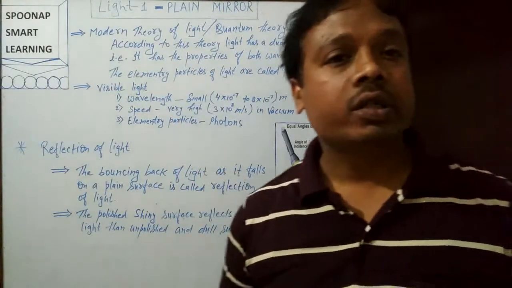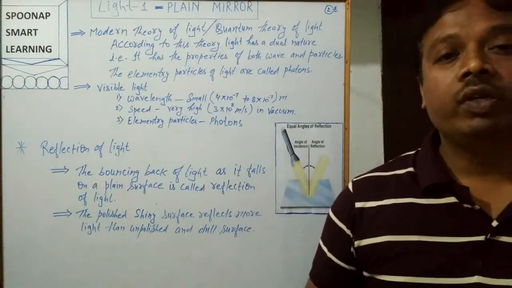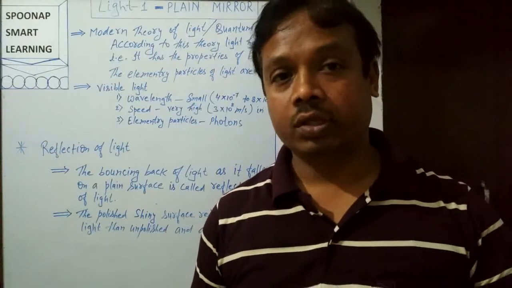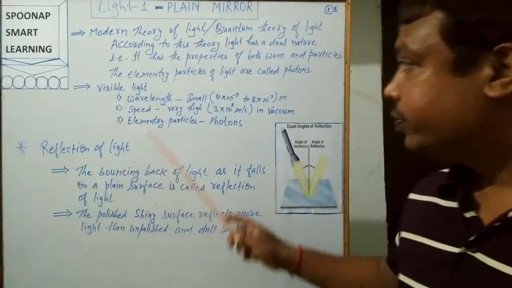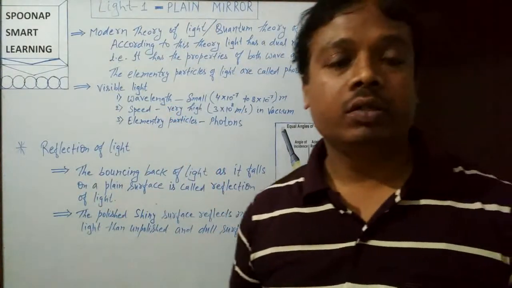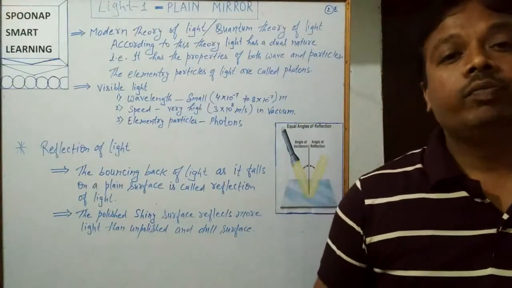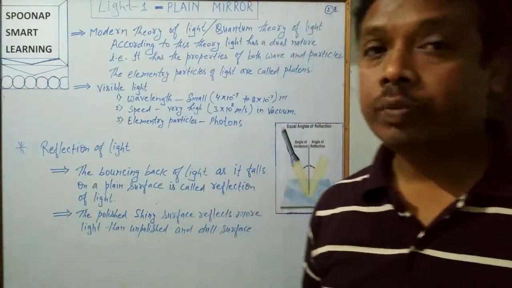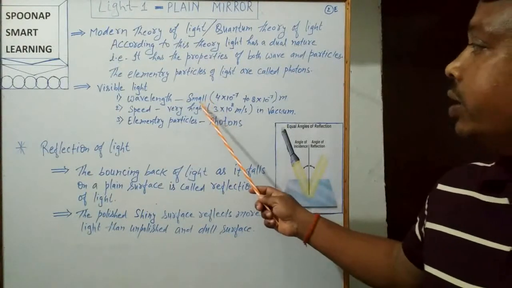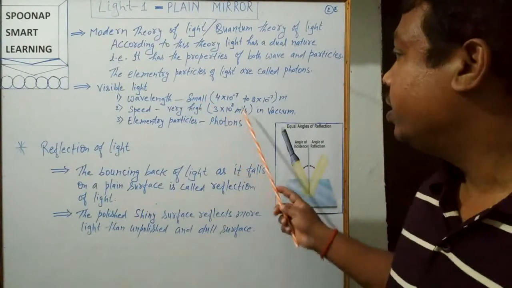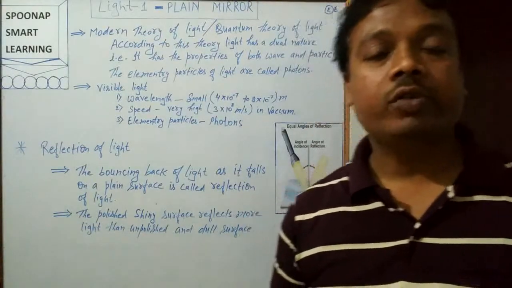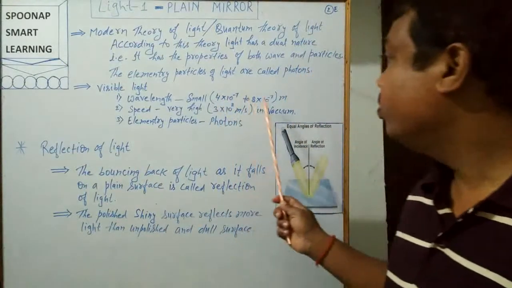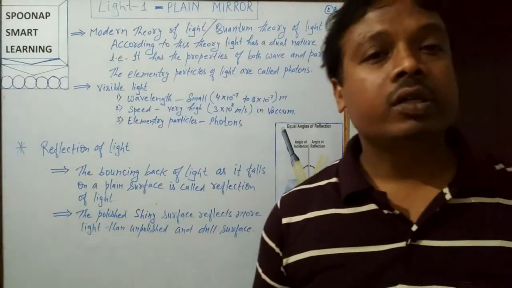Now we will understand some of the properties of visible light. Visible light means the light which enables us to see. Okay, the first is wavelength. Wavelength is measured in meter. Its SI unit is also meter. Its wavelength is small and it is between 4 into 10 to the power minus 7 meter to 8 into 10 to the power minus 7 meter.